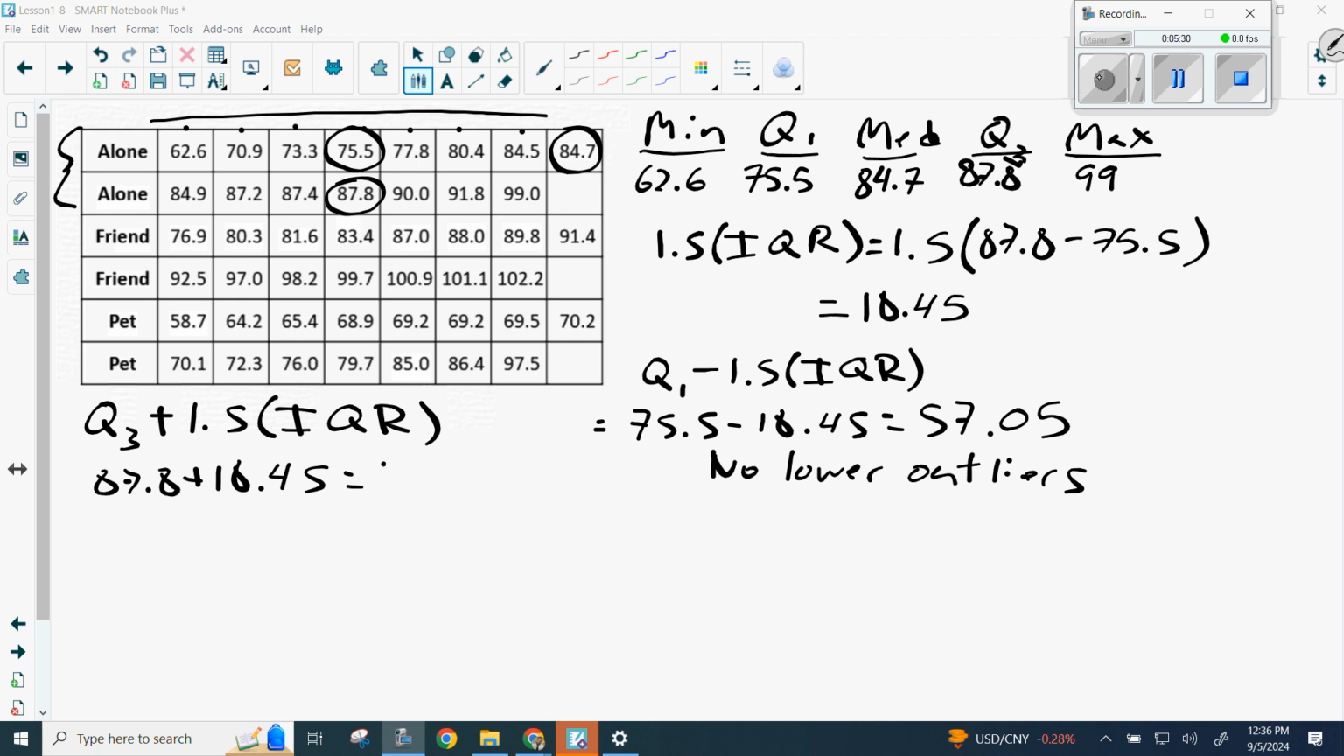And we get 106.25. Are there any values above 106.25 for our Wiener number alone? No. So there are no upper outliers either.